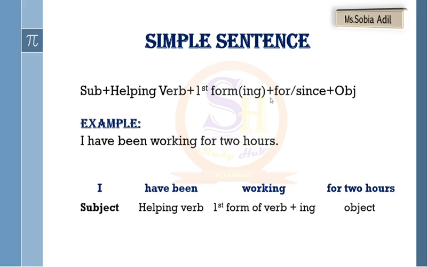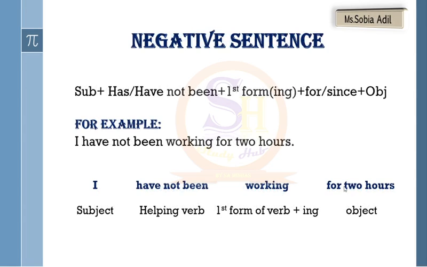If we talk about the structure of sentences, students, the first one is the simple affirmative sentence. The structure you are to follow here is: first you write the subject, then comes the helping verb, then comes the first form of verb plus ing. After that, you write for or since according to the time, if it is uncertain or certain. After that comes the object. For example, I have been working for 2 hours. Now 2 hours is uncertain time, so you use for here. I is the subject, have been is the helping verb, working is first form plus ing, for is for the time, 2 hours here is the object.